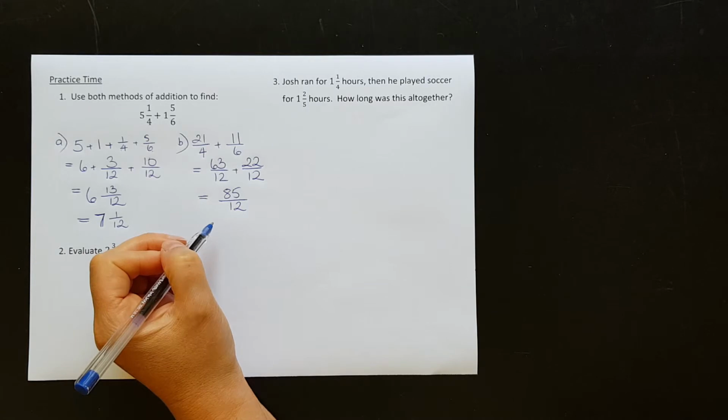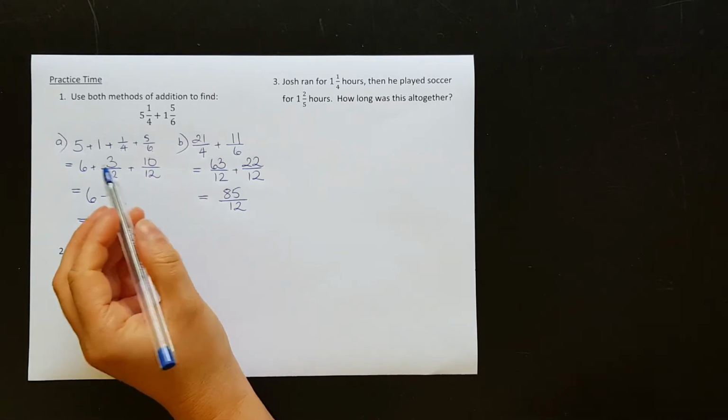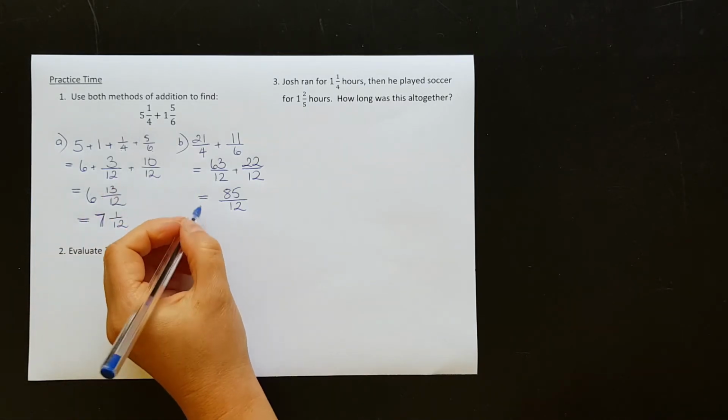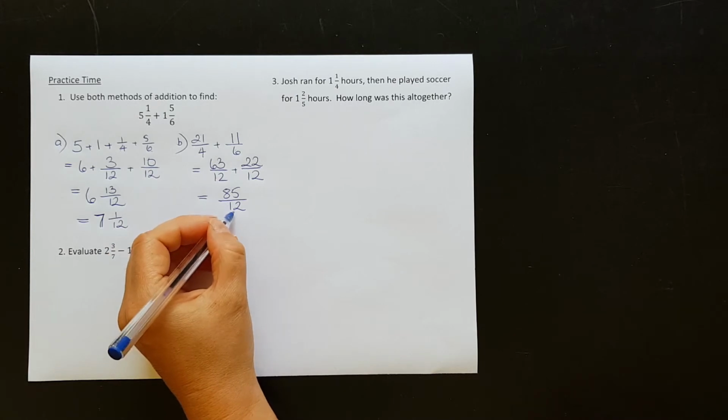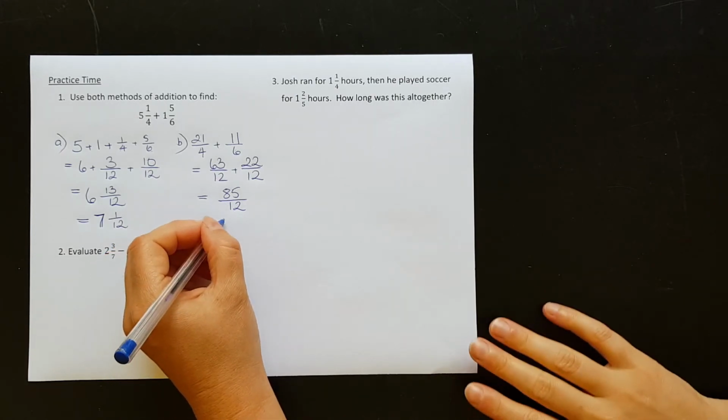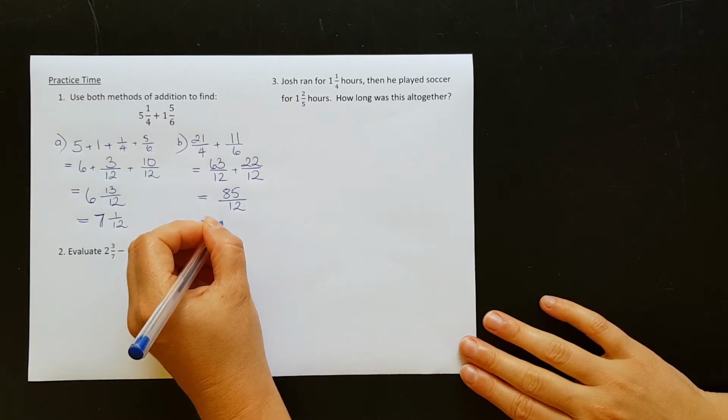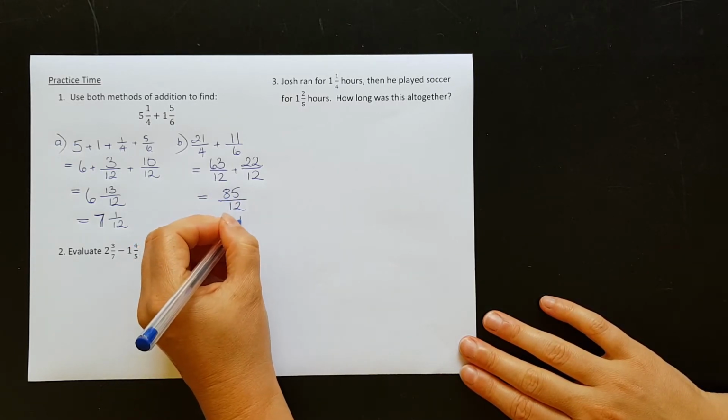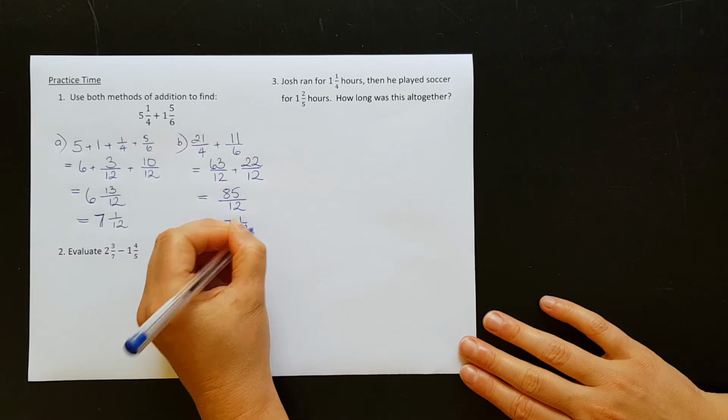Okay, and finally, we need to put that back into the mixed numeral form. So knowing your 12 times tables, you would have 12 sevens are 84. So it's going to go 7 times, and there'd be a 1 left over. So 1/12.